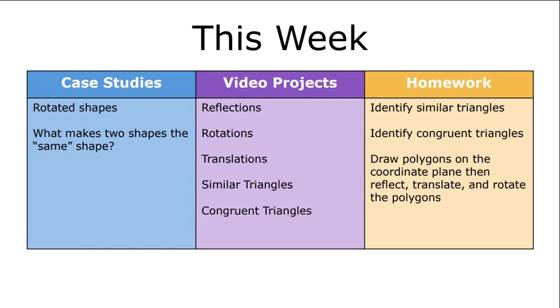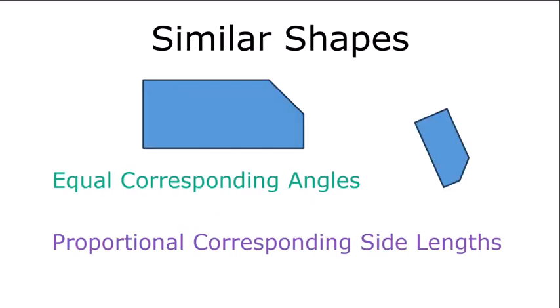So the key concepts we're looking at are congruence and similarity, and the way we're exploring those is with the transformations of translations, rotations, and reflections. First, let's talk about the definition of similar shapes and congruent shapes, because both of these words describe shapes that are the same, but the way that they're the same is different.